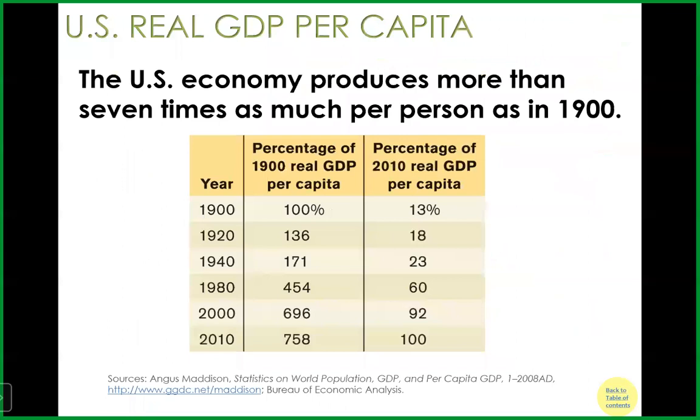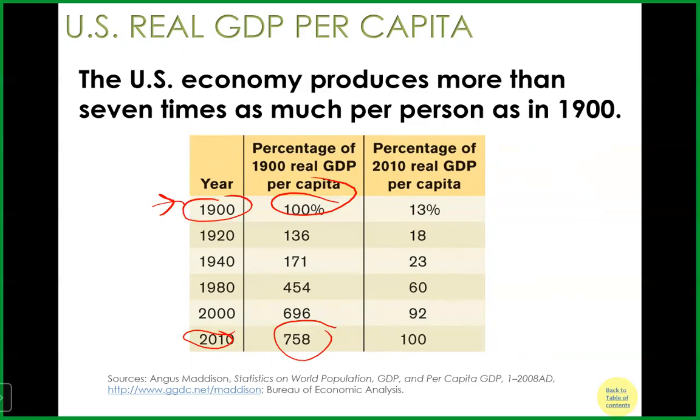Now here we can look at the US economy to appreciate the importance of economic growth. So what are we going to do? Essentially, we just use a number to represent the graph we just saw. This is literally coming from the graph. In 1900, for the United States, if we normalize the real GDP per capita in 1900 as 100%, then we can calculate that in 2010 the real GDP per capita is 758.